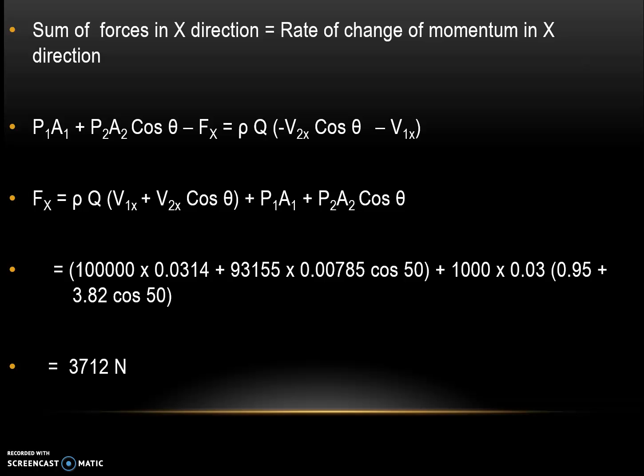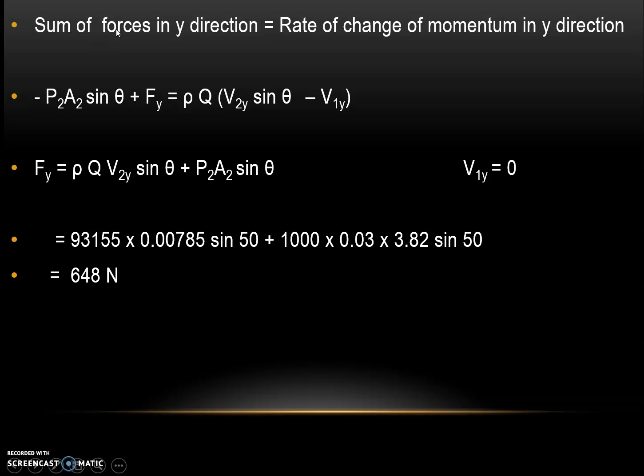To find Fx, we will equate sum of forces in x direction to rate of change of momentum in x direction. So forces in x direction are P1A1 plus P2A2 cos theta minus Fx equal to rho q into minus V2x cos theta minus V1x. So Fx will be equal to rho q into V1x plus V2x cos theta plus P1A1 plus P2A2 cos theta. P1 is 100 into 10 raised to 3, A1 is 0.0314 plus P2 is 93155, A2 is 0.00785, theta is 50 plus rho is 1000, Q is 0.03, V1x is 0.95 plus V2x is 3.82 and theta is 50. So, after substituting, we get Fx equal to 3712 Newton.